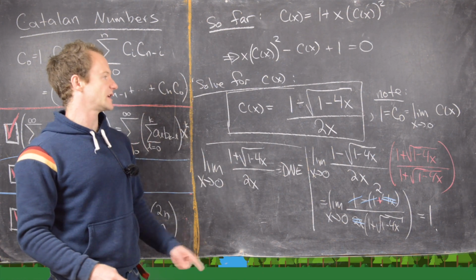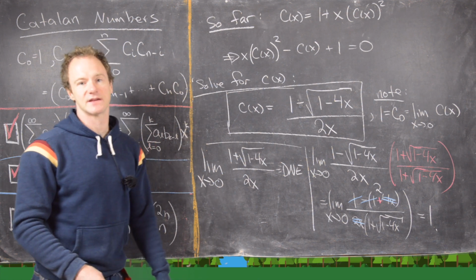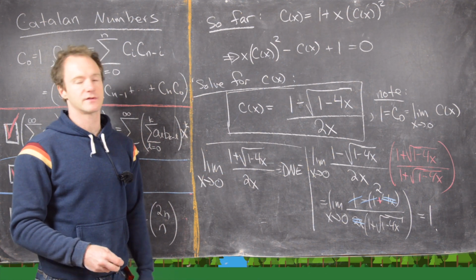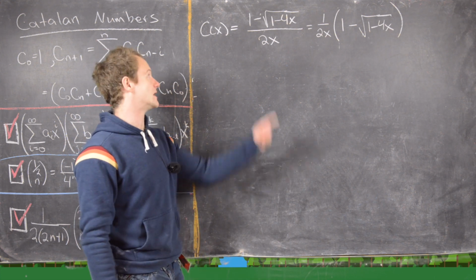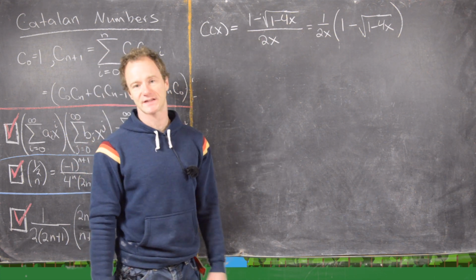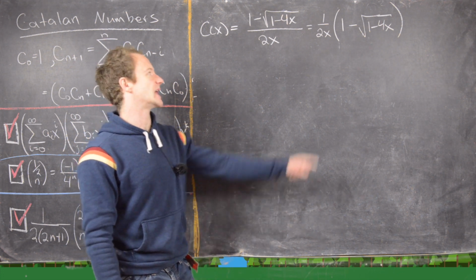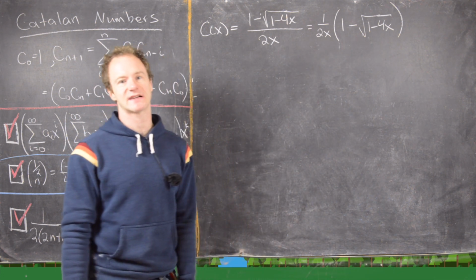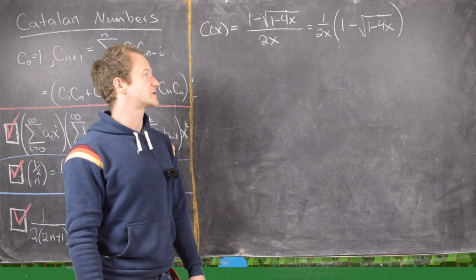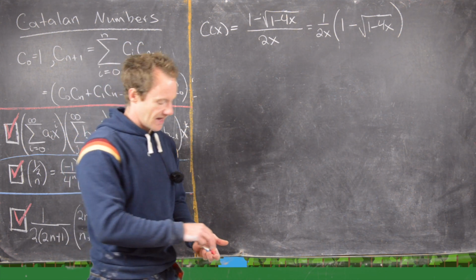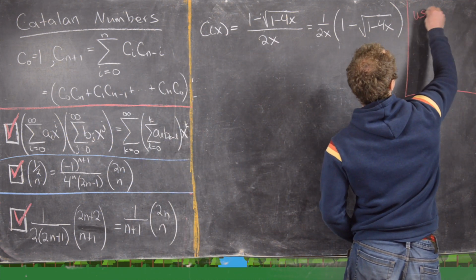Okay, so I'll clean up the board and then we'll pick up at this point and expand this as a power series using the binomial theorem. So in the last board, we argued that the generating function for the Catalan numbers is given by 1 minus the square root of 1 minus 4x over 2x. So I've rewritten it slightly. I factored this 1 over 2x out front, and then I have 1 minus the square root of 1 minus 4x.